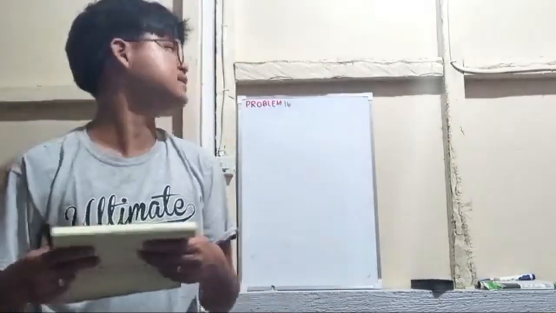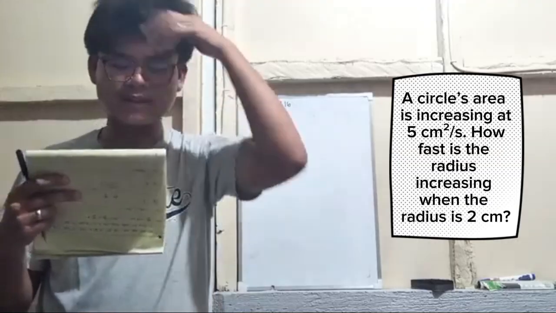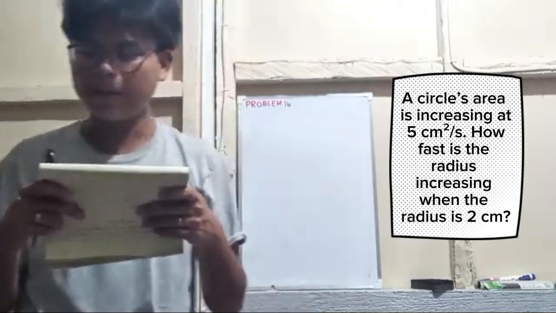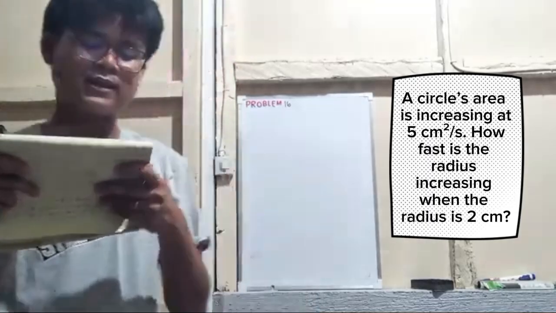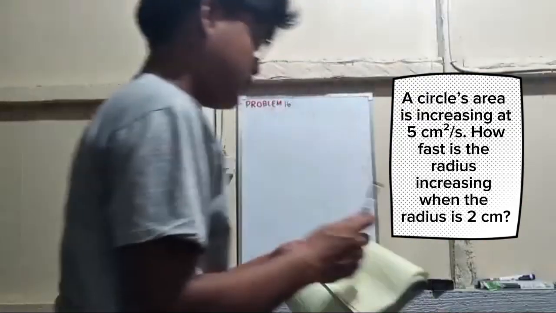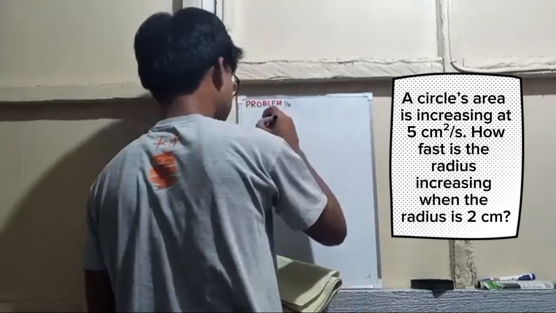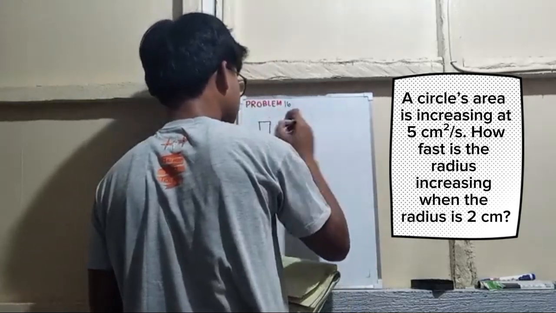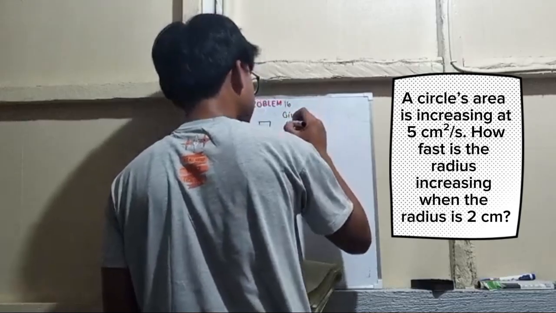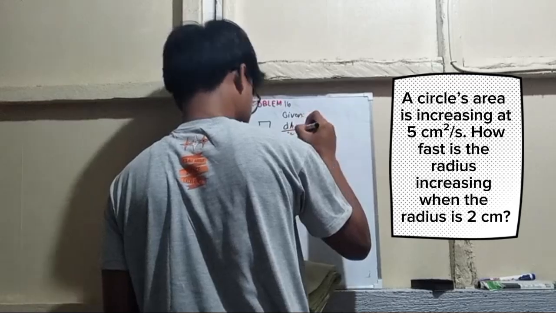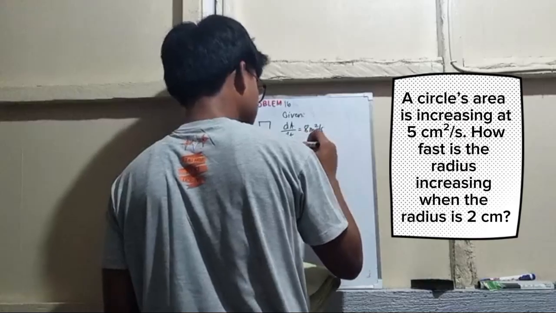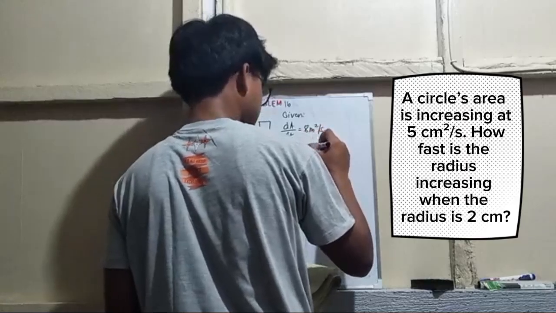So we'll proceed to problem 16. A square field is expanding so that its area increases at 8 meters squared per second. How fast is the side length increasing when the side is 10 meters? So first we'll draw the square field and we'll identify the given in the problem. So we have the rate of area as 8 meters squared per second, and our side is equal to 10 meters.